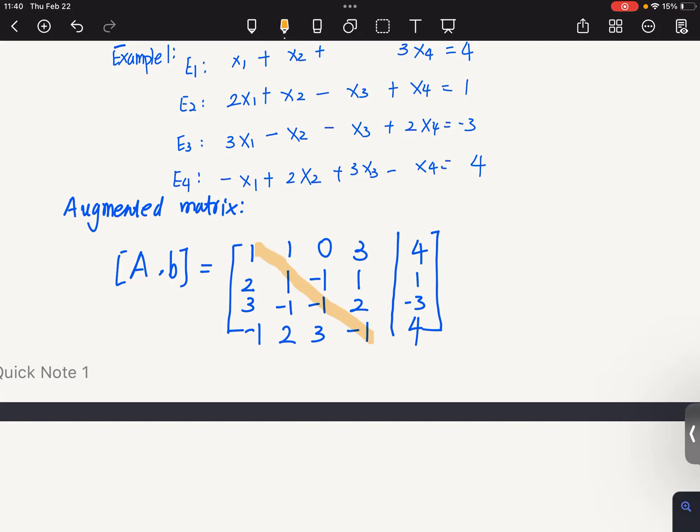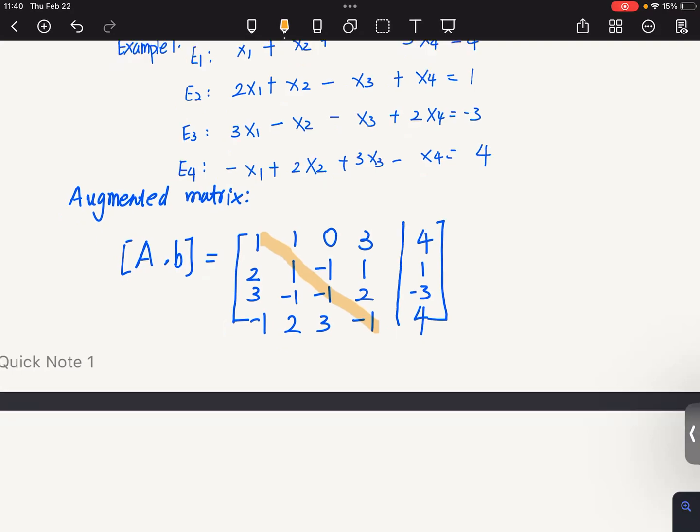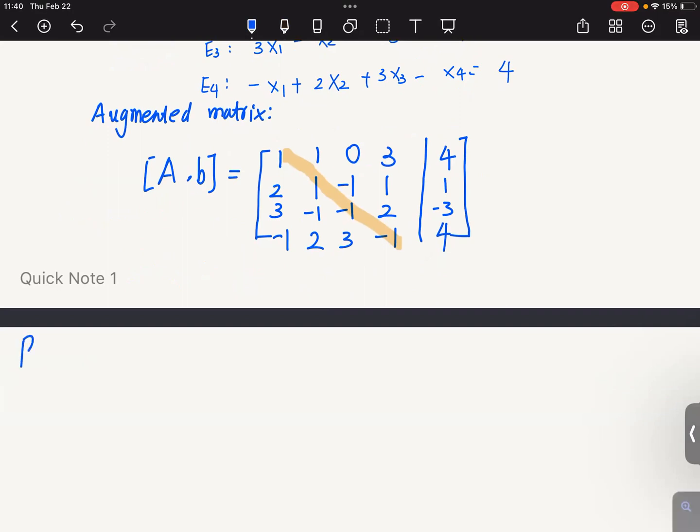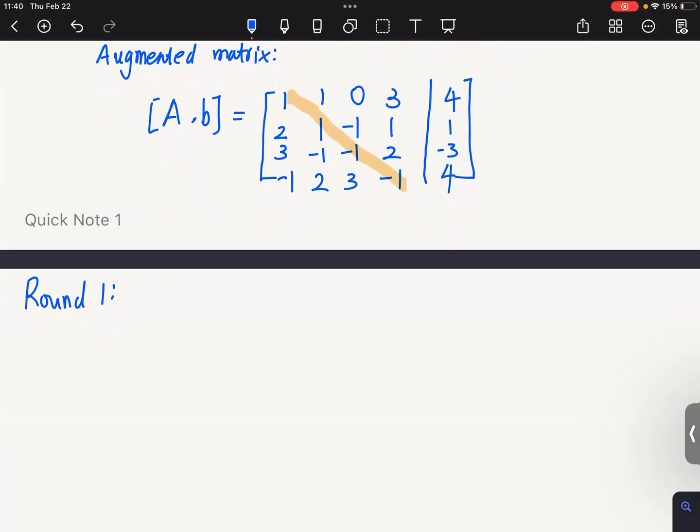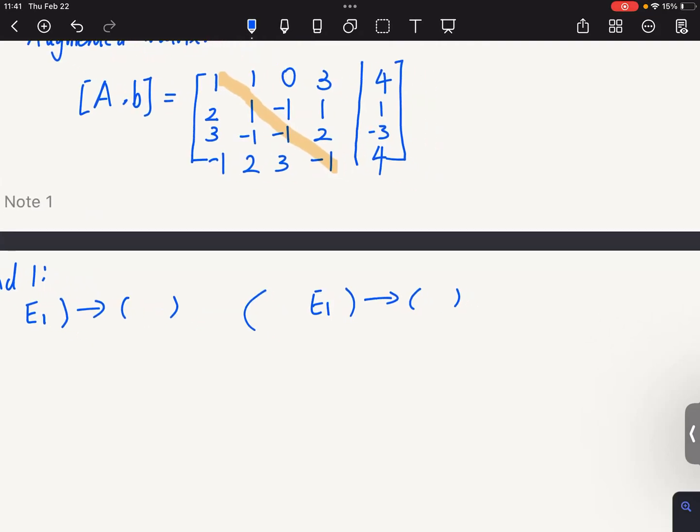So let's go to the first round first. Round 1, it's like a game. Okay, round 1, what are we going to do? The format looks like this. In round 1, we are going to use row 1 to eliminate the row 2, row 3, and row 4 components in the first column. So the format looks like this: E1 replace something, and then E1 replace something, and then E1 replace something.